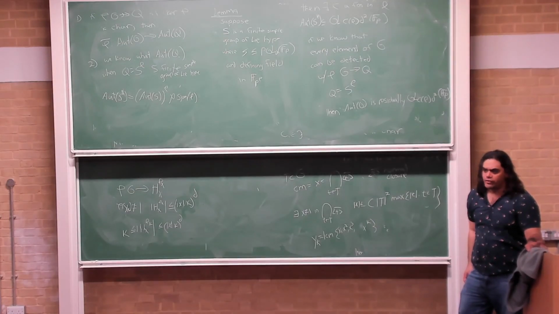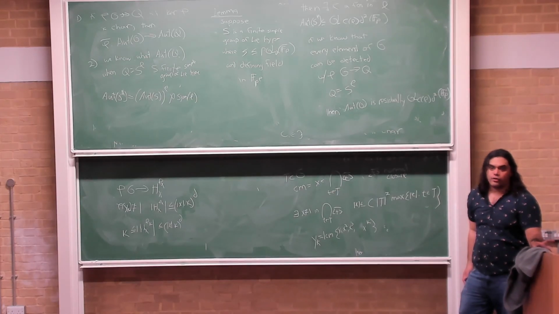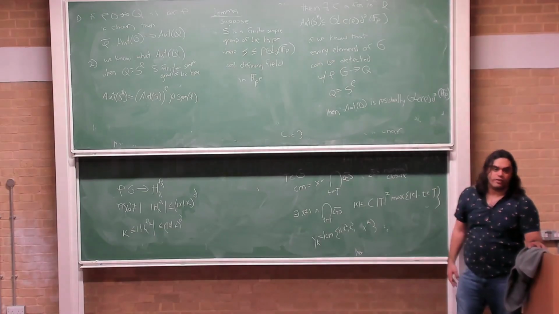There are some modern treatments of strong approximation that actually don't even use the classification of finite simple groups. Specifically, if you were to do it over global fields, like Q or a number field or something like that.